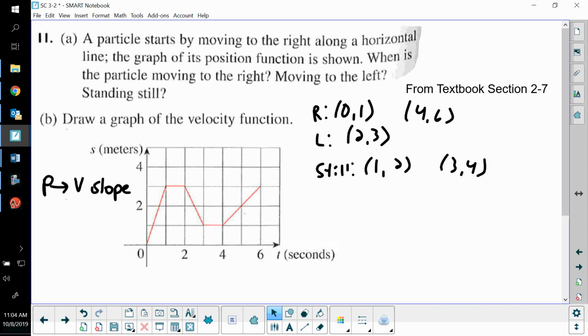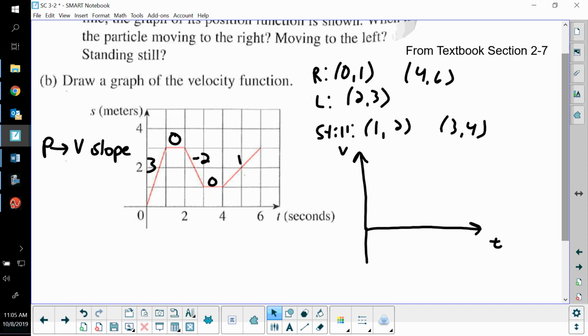Our first section here, we go up 3 over 1, so that is a slope of 3. Horizontal line has a slope of 0. That one we went down 2, right 1, so that's negative 2. That's 0, and this section has a slope of 1. So when you're graphing the velocity graph, you're really just graphing the slopes of the position graph. So this is our time now, and this is our velocity. We want to make sure we go into the negatives, because we do have a negative 2 there.